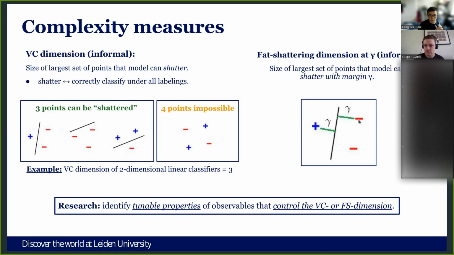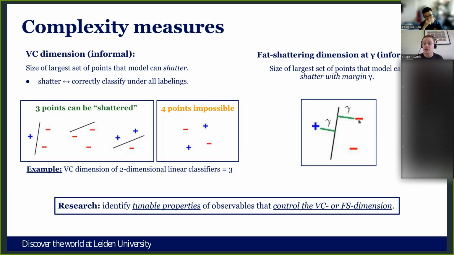Sorry, Casper, I have questions over here. Of course. So what motivated you to use these two complexity measures instead of, for example, the Rademacher complexity? Okay, so Rademacher complexity is closely related firstly, and I think there is a bound that sandwiches them, if I'm not mistaken.